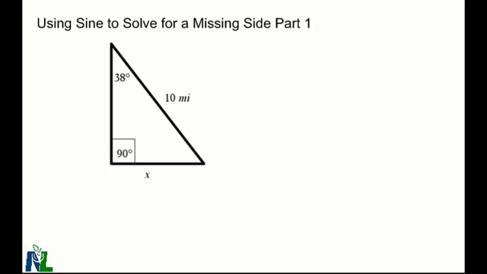Good day, everyone. In this video, we are going to use the sine ratio to solve for a missing side. Before we write down the sine ratio, we are going to correctly identify the sides in the triangle so that we know we're correctly applying the trig ratio that we need, which for this one will be the sine ratio.